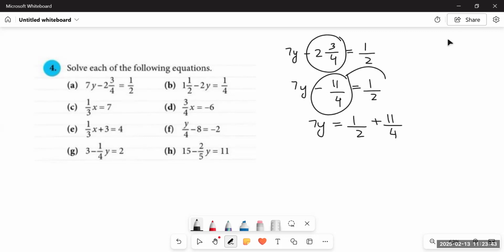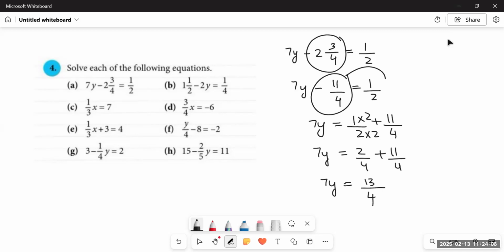Right? And then what we have to do, we just have to solve the fractions by making their denominators the same, adding or subtracting their numerators, simplifying them and all that. 2 twos are 4, 1 twos are 2. So it would be 2 upon 4 plus 11 upon 4. 7y would remain here. Then it would be 7y is equal to 13 upon 4.